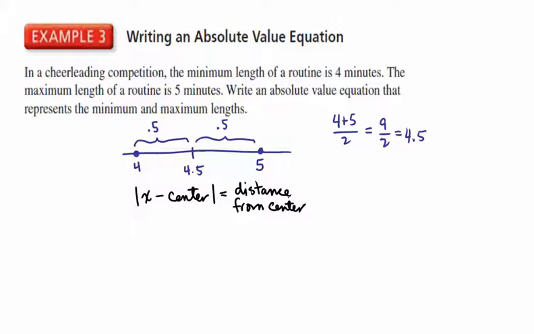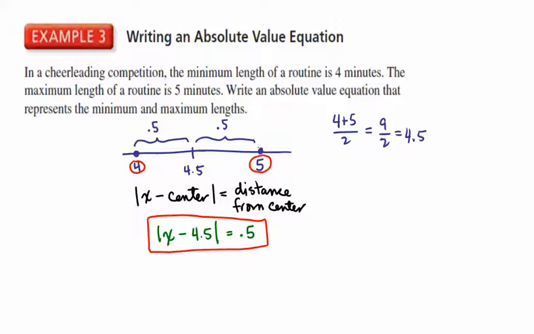Alright, now we just have to put the pieces together, and it goes absolute value x minus the center, which is 4.5, is equal to the distance from the center, which is 0.5. Now, we're done. That is our answer. Some people might think that we need to solve this equation at this point, but if we were to solve it, we would actually come up with the two answers of 4 and 5 that we had from the beginning. So let's just see what that looks like.